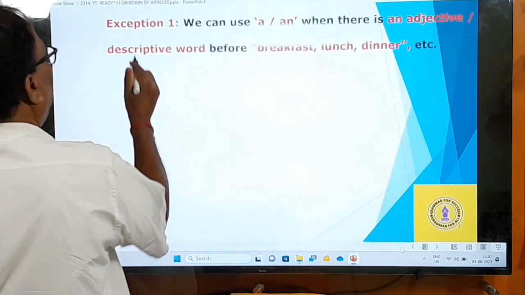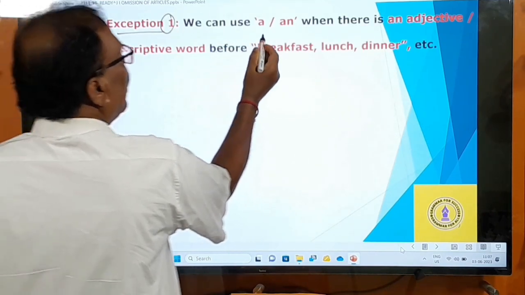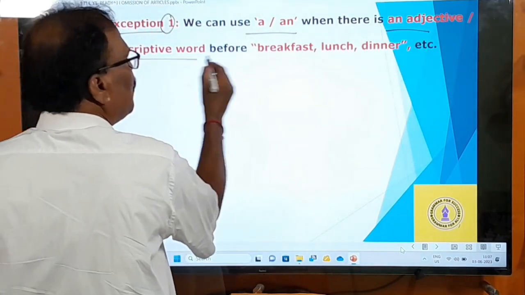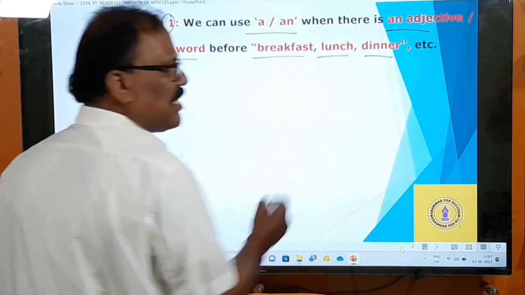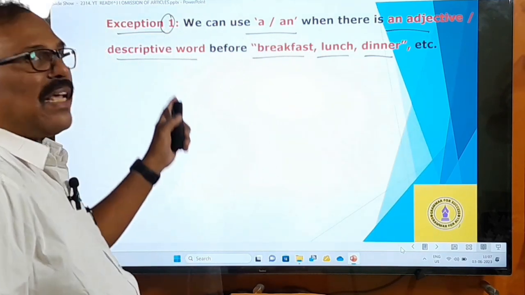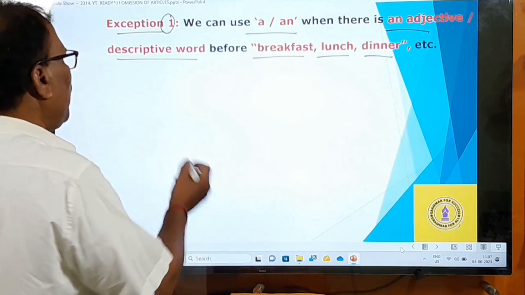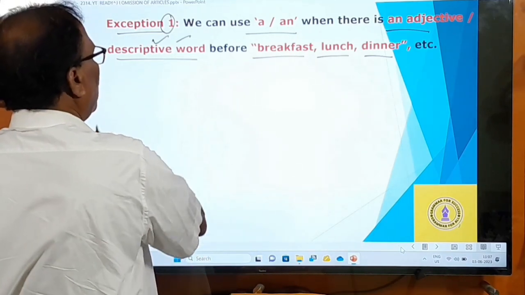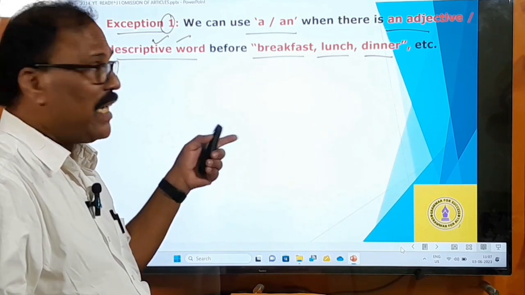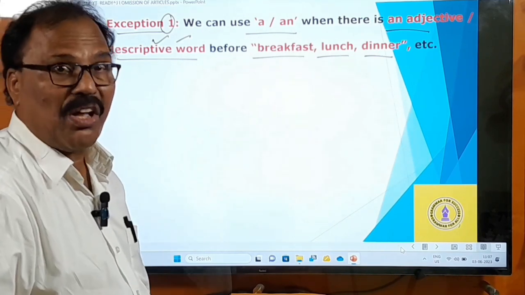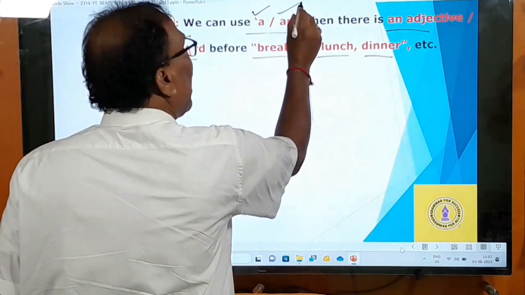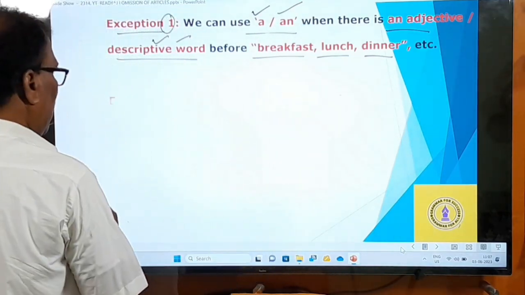Exception one is there. We can use a or an when there is an adjective or a descriptive word before breakfast, lunch, dinner, etc. Before the names of meals, if at all there is an adjective, adjective means, you know very well, a descriptive word, a describing word. If that is there in front of any one of these names of meals, you have to use either a or an. How? Let us see that here.